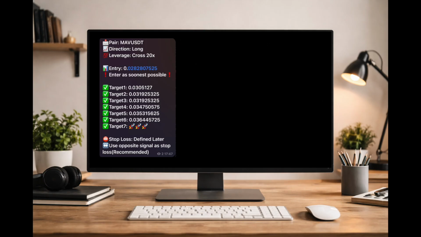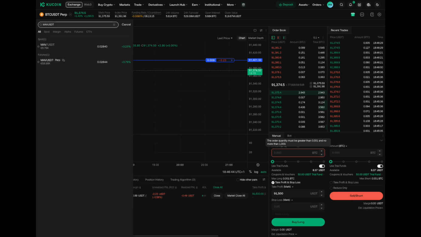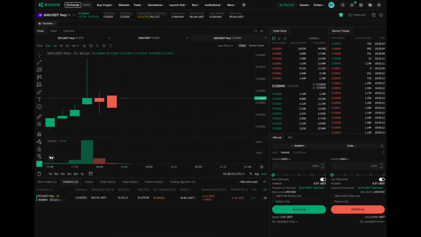The trading pair can be found directly inside the Telegram signal and is clearly highlighted. Next, we switch to KuCoin and search for the same product using the search bar. Once we find the correct trading pair, we open the market or trading section.